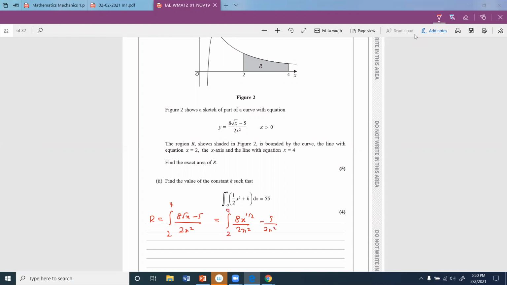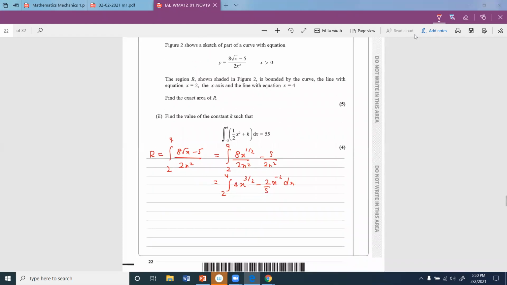Then if you simplify this, 8 divided by 2 is 4, x to the power... if you divide, you have to subtract the powers, so 3 over 2. Still simplifying, minus 5 over 2, bring this x up and write it as x to the power minus 2. What is the use of writing like this? The reason is that we know how to integrate x to the power n, not any other thing, right?